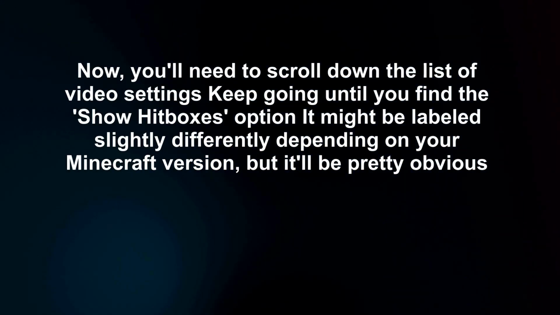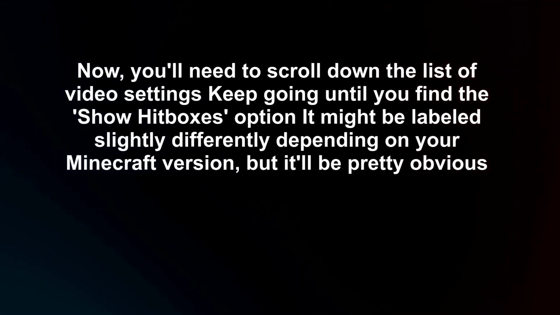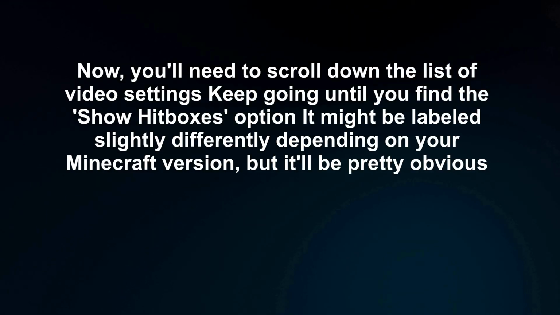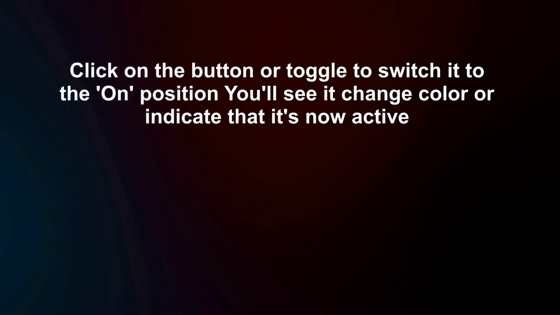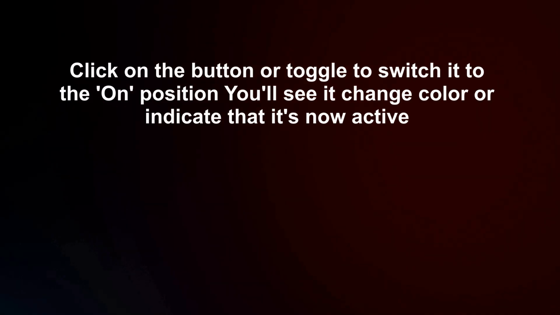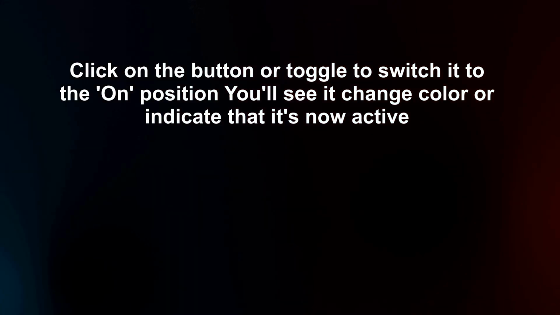Keep going until you find the Show Hitboxes option. It might be labeled slightly differently depending on your Minecraft version, but it'll be pretty obvious. Click on the button or toggle to switch it to the on position. You'll see it change color or indicate that it's now active.